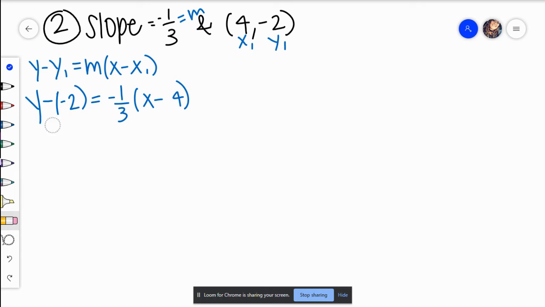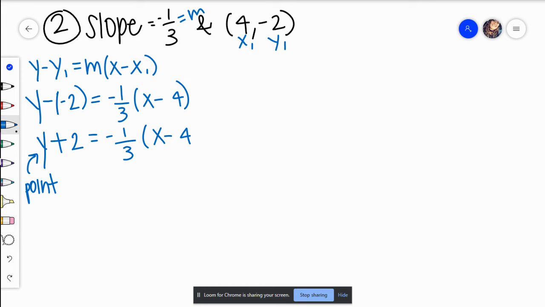And so if I continue with this, I get y plus 2 equals a -1/3 times x minus 4. This is your point slope form.